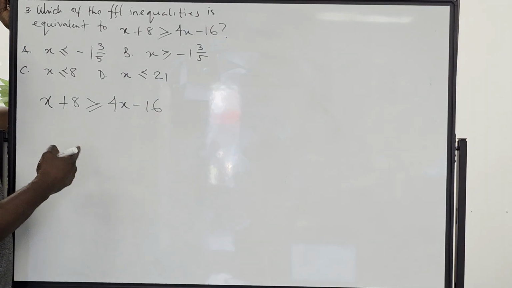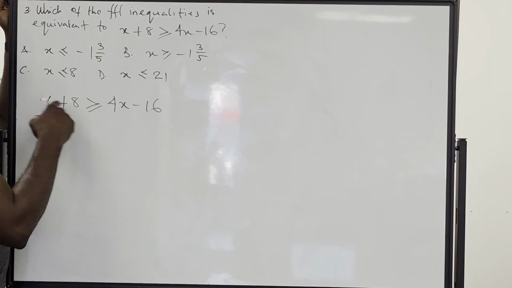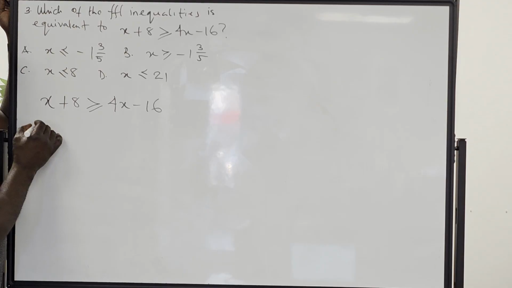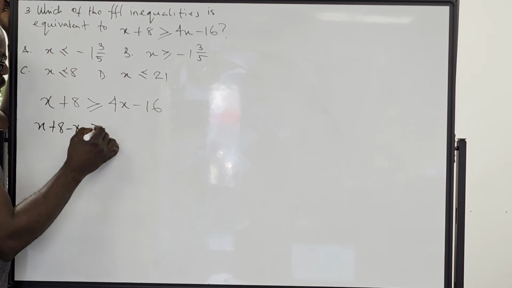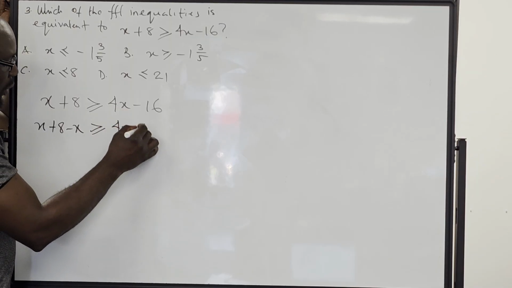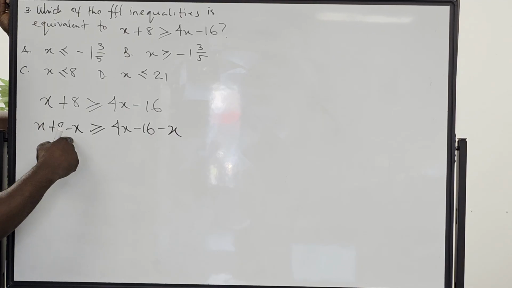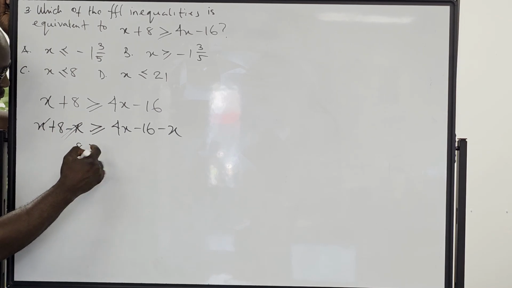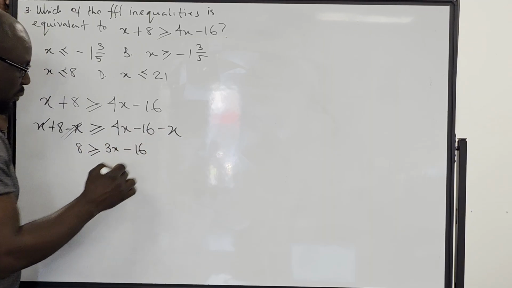make sure that we only have x. So to do that, let's subtract x from here so that this can become 0, and do the same thing to the other side. So this becomes x plus 8 minus x greater than or equal to 4x minus 16 minus x, right? x minus x is 0. So this becomes 8. So this cancels out, right? So 8 is greater than or equal to 4x minus x, which is 3x, minus 16.